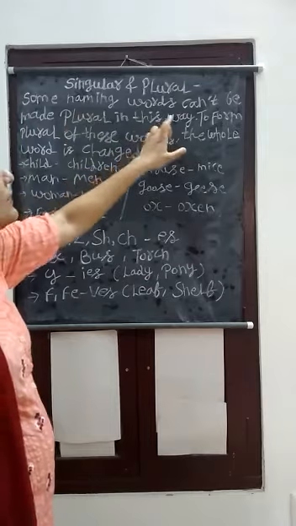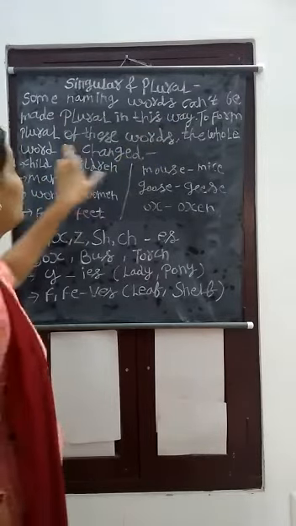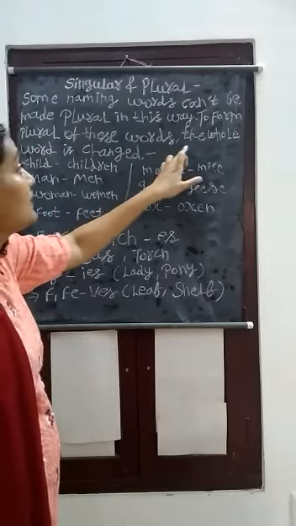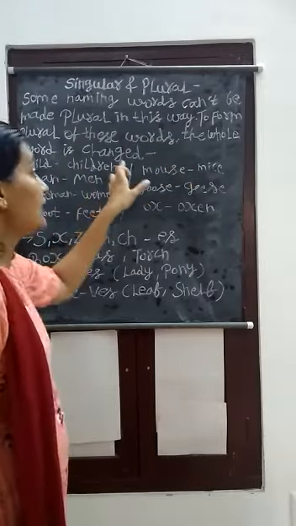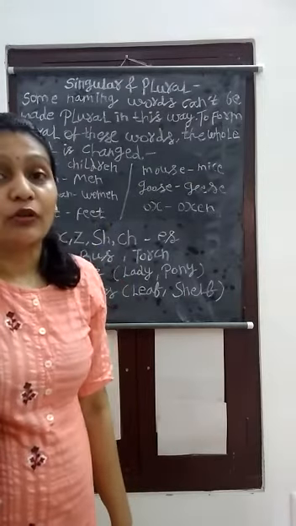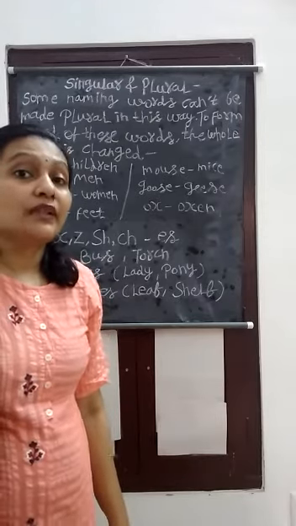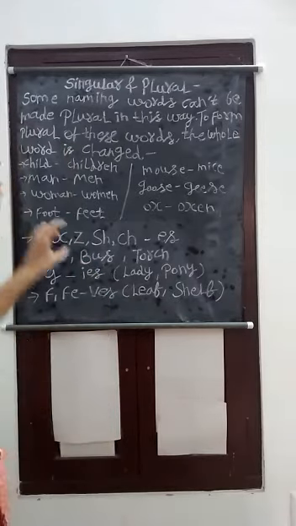Some naming words cannot be made plural in this way. To form the plural of these words, the whole word is changed. It means some words change totally and don't follow any rule. So how can you frame a plural of these words? You have to learn them.